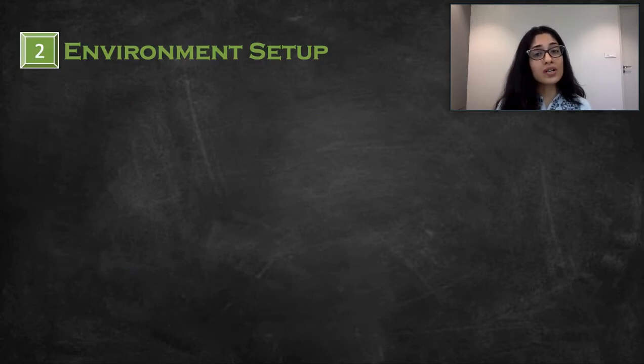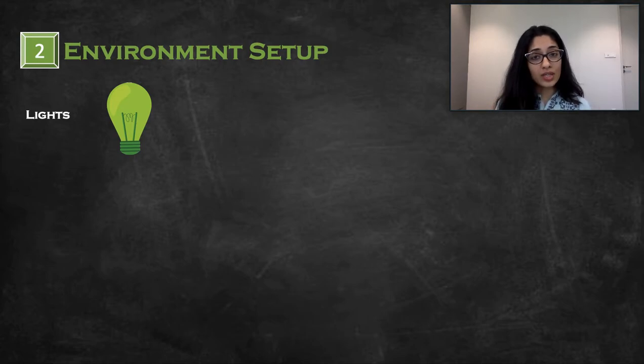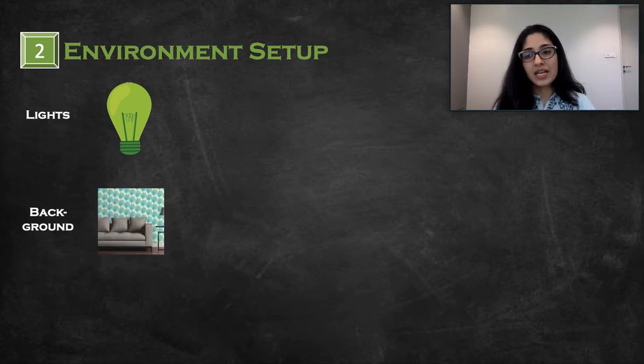Next is your environmental setup. First comes the lights. Make sure that the room that you are sitting in is well lit. It has sunlight. And if not sunlight, make sure the lights that you are using fall in the front of your face and not towards the back. Next is background. Do not use a very cluttered background because that causes distraction. Keep the background as simple, as clear as possible.